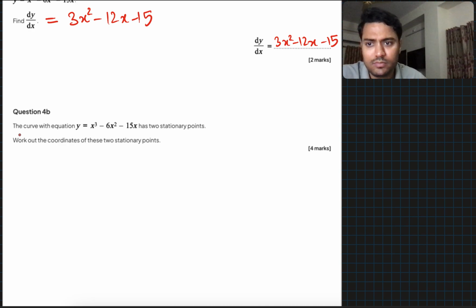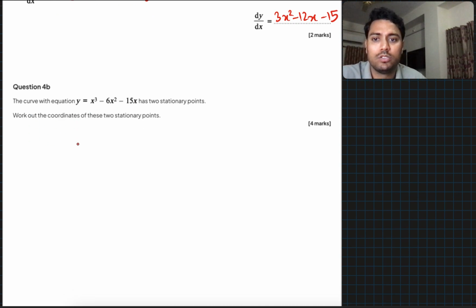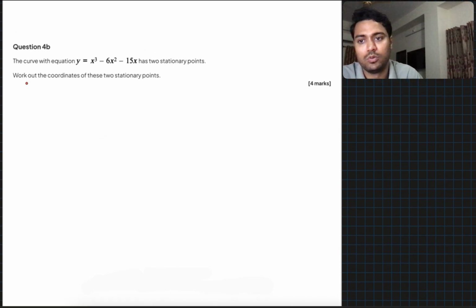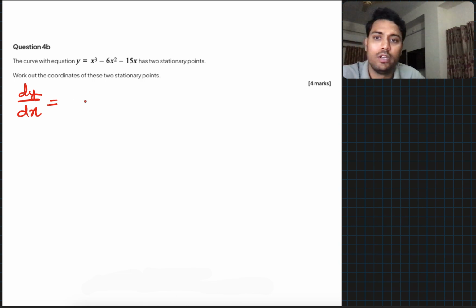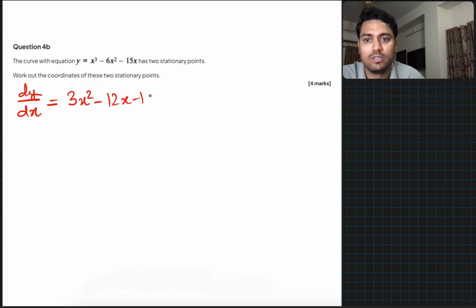Part B. It says the curve with this equation has two stationary points. Work out the coordinates of these two stationary points. So simply let's find dy/dx. At a stationary point, dy/dx will be 0. So 3x squared minus 12x minus 15, equate this to 0.